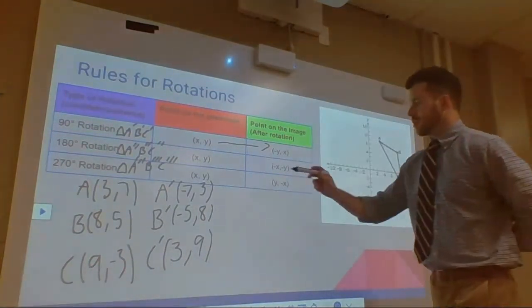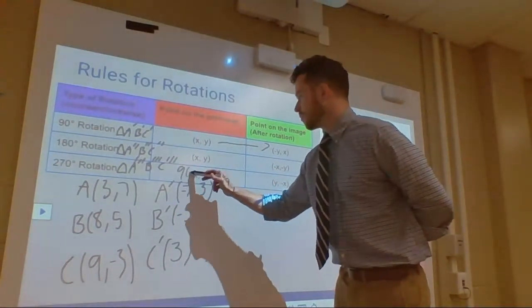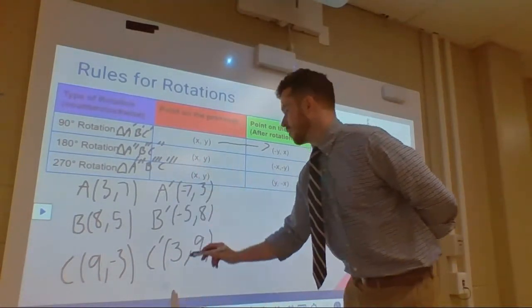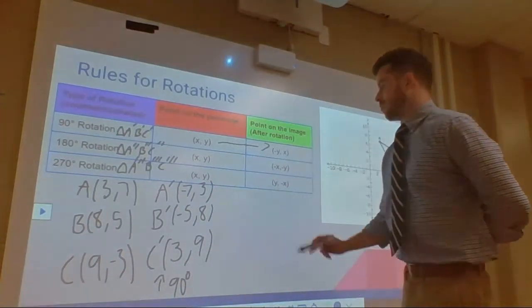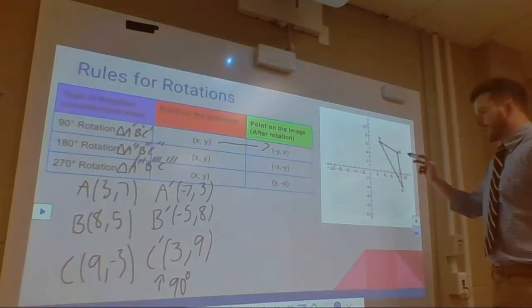So this is all for the 90-degree rotation here. I'll write that down here. This is all 90-degree rotation, all these points above it. Okay. So I'm going to plot those points.